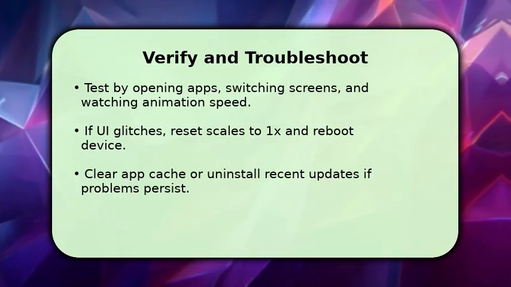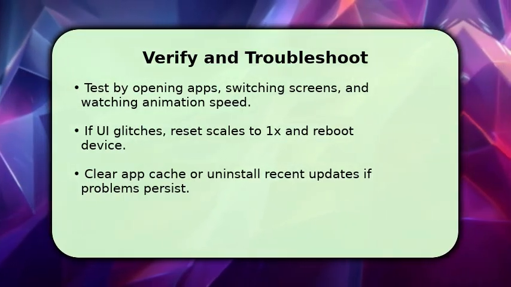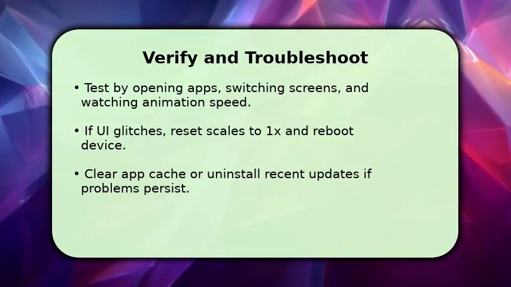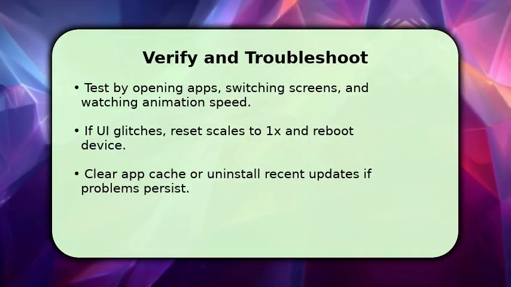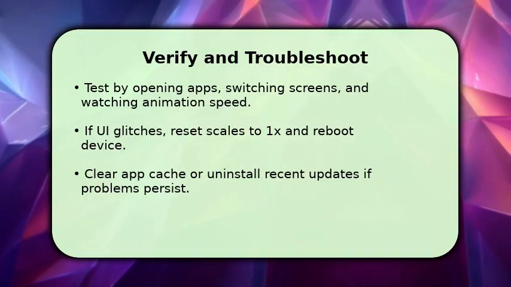If something looks off or UI elements jump, reset all 3 scales to 1x and reboot. That often resolves timing conflicts. If issues continue, clear the affected app's cache or uninstall recent updates because some apps rely on animation timing.